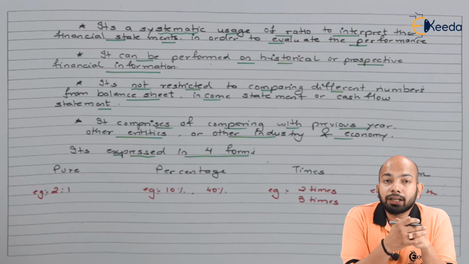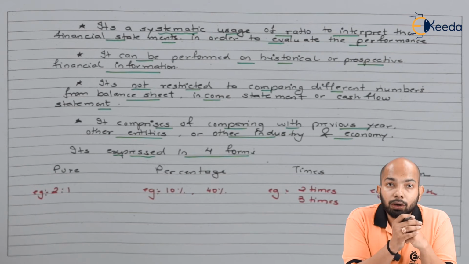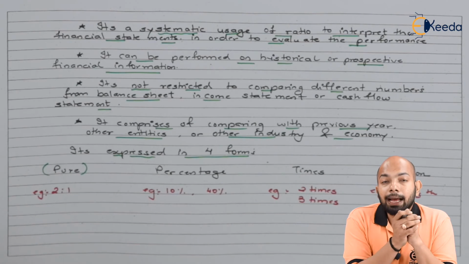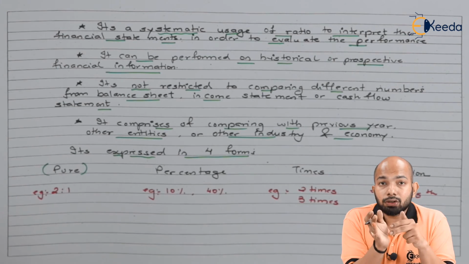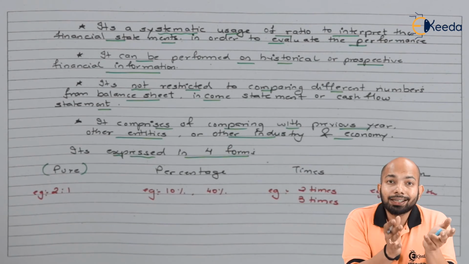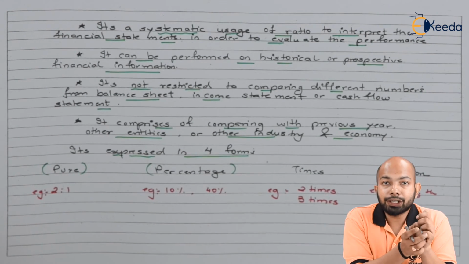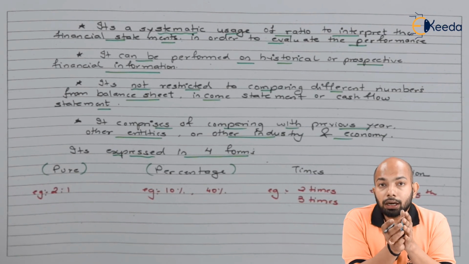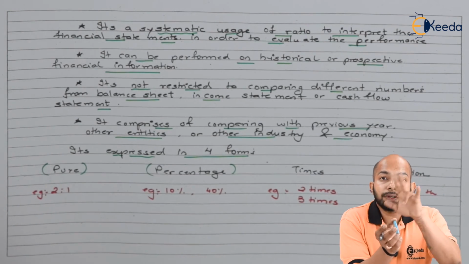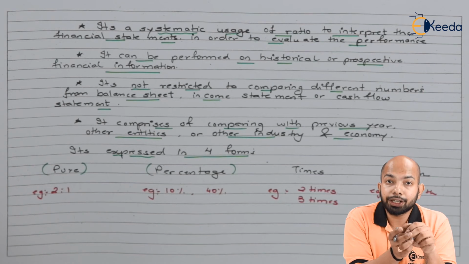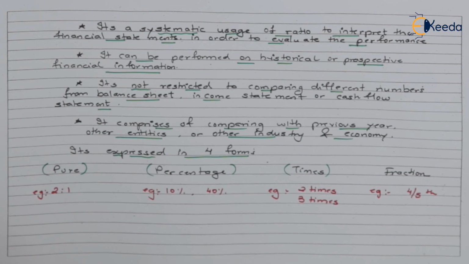Now, it is basically expressed in four forms. First one is pure. The example mentioned here is exactly that form, like 2 is to 1, 1 is to 2. Liabilities is 1, assets is 2. That is the pure kind of ratio, the original kind of ratio that we deal with. Second kind is percentage, like 10% is the sale for the current year and 5% was for the previous year. That comparison is a percentage ratio. Times is the third type. The sales have increased 3 times as compared to the previous year. This comparison is known as times comparison of ratio.